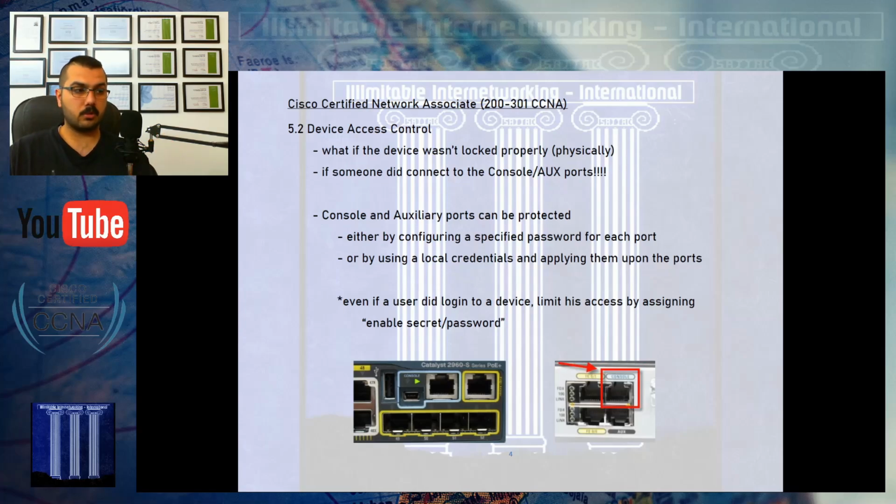I'm sorry, and those console and auxiliary ports still need security and a password to protect them. So now we have two methods. Method number one is to use a local password specific for the console port. That's it, only a password for the console port. This will not affect the login credentials. Or method number two is to use the same credentials and assign them to the console port or the auxiliary port. So let's see them.